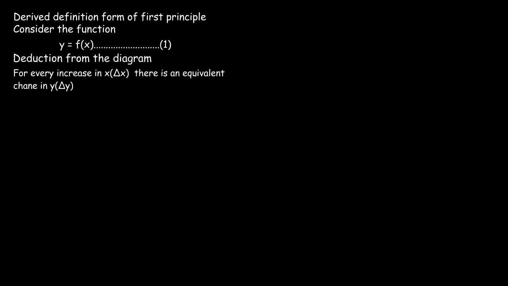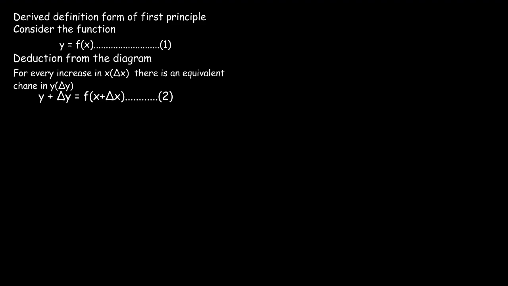Now still considering the function y equals f of s, this will be our equation 1. Deducing from the diagram, we know that for every increase in s or every change in s, that is delta s, there is an equivalent change in y or delta y. That is, y plus delta y will be equal to f in brackets s plus delta s. Let this be our equation 2.